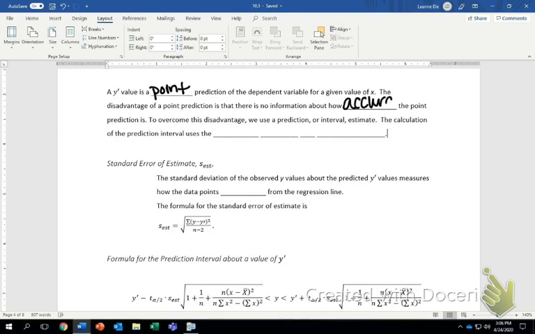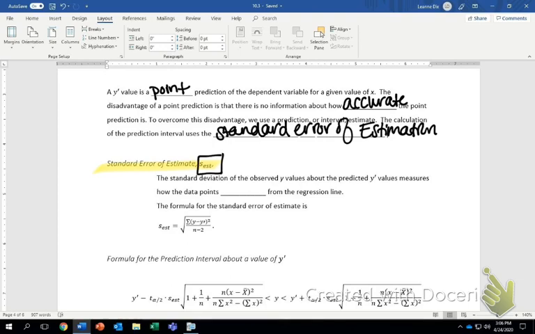It could be really accurate or it could not be very accurate. And so to overcome this disadvantage, we use a prediction or an interval estimate, and we call that point or interval a standard error of estimation. Okay, so here we have our standard error of estimate, and it is going to be represented by S sub EST. So you can think about S being your standard error, and then EST is your estimation.